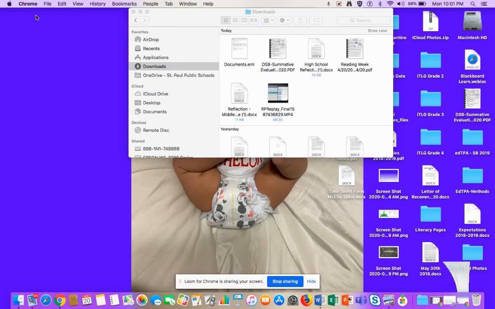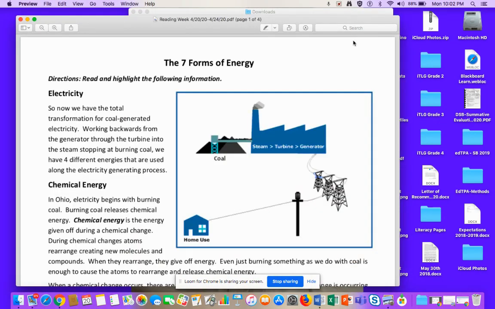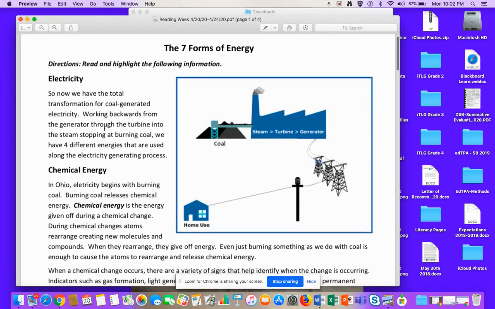So here it is. Let me open it up. And we'll just have one reading for the week, because it's kind of long. But you're looking at the 7 forms of energy, and that's what Mr. Rife would like for you to write about. You have to write how it's kinetic or potential, and then how that energy transformation is occurring. So don't worry about reading and highlighting, but we're just going to read through it quickly.